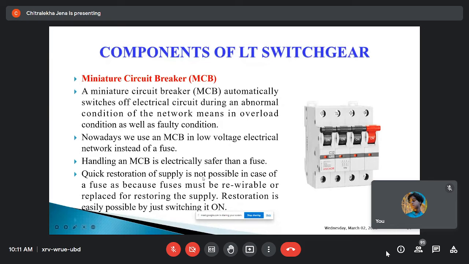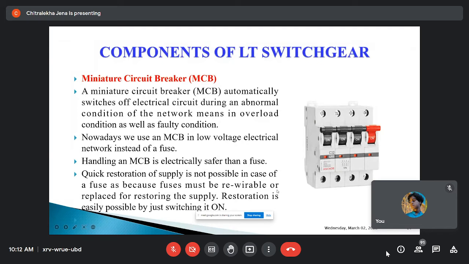Now, nowadays we use an MCP in low voltage electrical networks instead of a fuse, because with a fuse we have to replace it manually and then switch on. Handling an MCP is electrically safer than a fuse. Quick restoration of supply is not possible in the case of a fuse wire, as fuses must be rewired or replaced for restoring the supply. With an MCP, restoration is easily possible by switching it on.